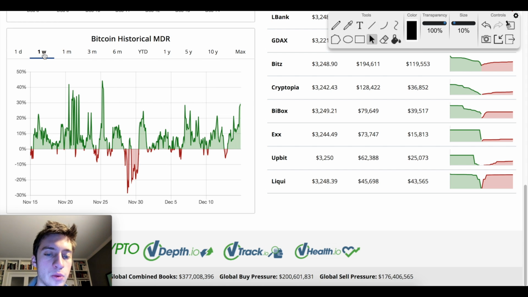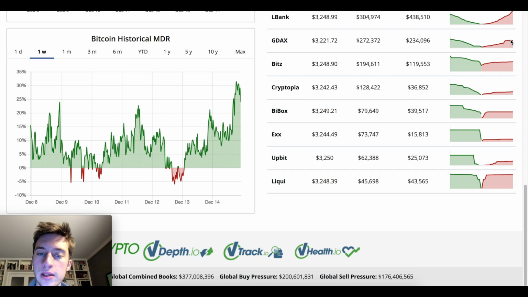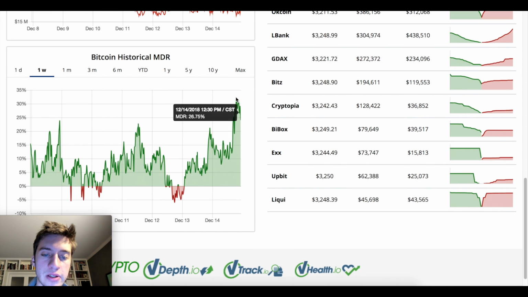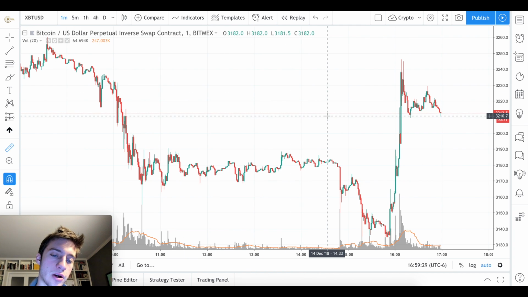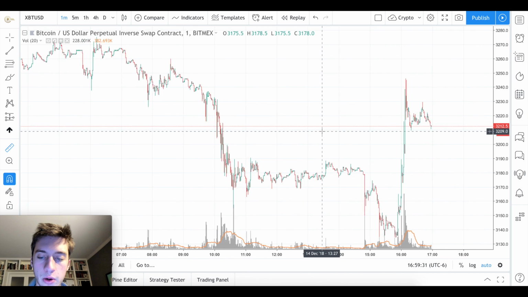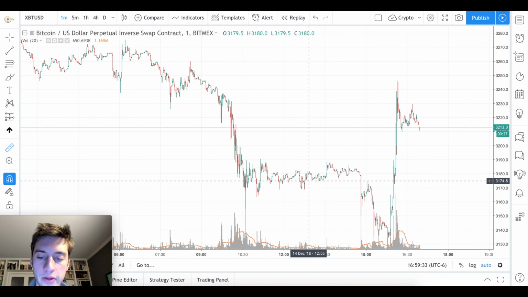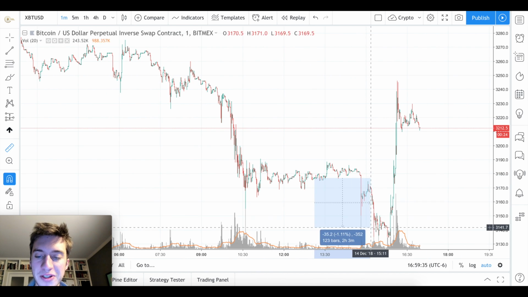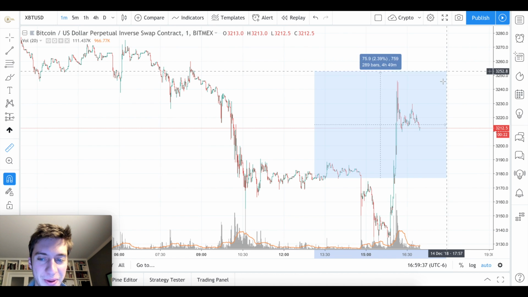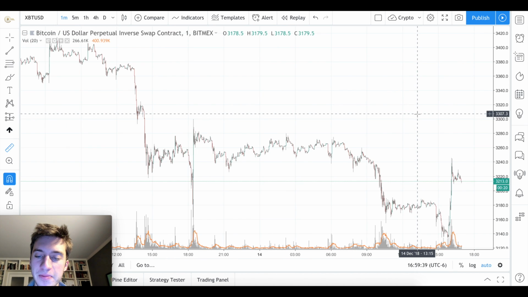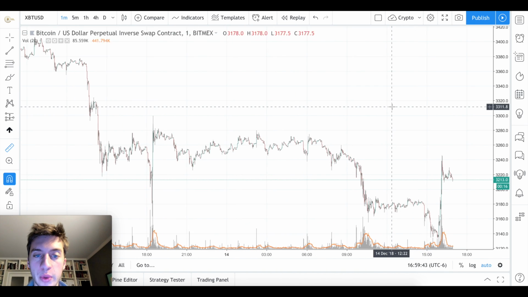Now, if we hit the 1 week, we can see exactly when MDR had gotten to its very highest. It was around here, about that 1:30 time. And if I go on the BitMEX chart right here, that is around here. You can see price had a stop loss hunt and then went much higher, as you can see here. So you have to be very careful when following this.